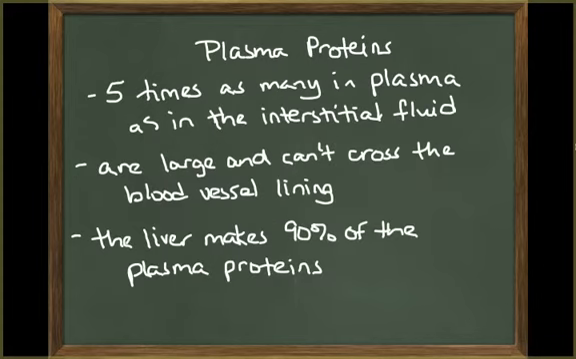While other tissues have protein fibers in their matrix, plasma has plasma proteins. On average, there are about 5 times as many plasma proteins in the blood as there are in the interstitial fluid. These proteins are large and can't cross the lining of the capillary walls, so they remain trapped within the bloodstream. The liver is the organ that synthesizes and releases more than 90% of the plasma proteins.